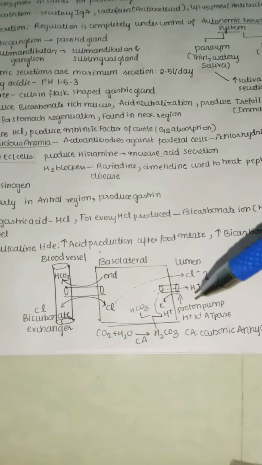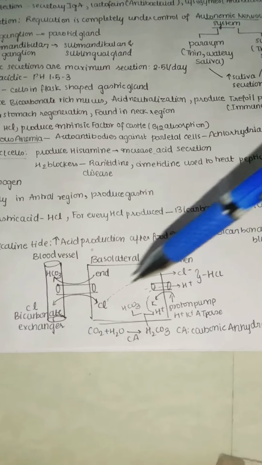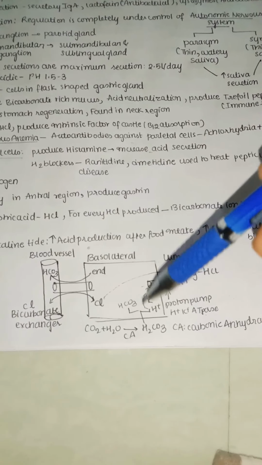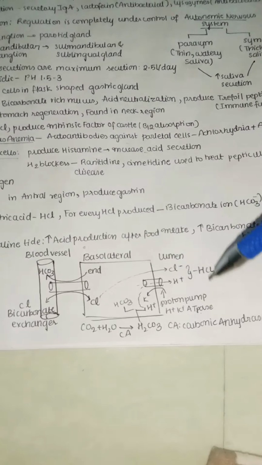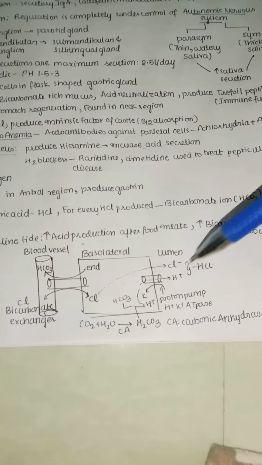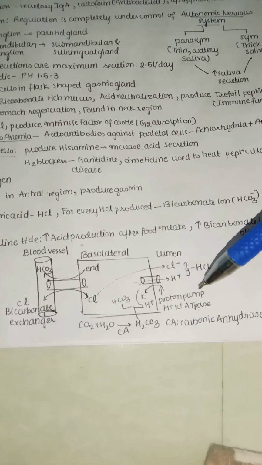Now we need Cl for formation of HCl, right? The bicarbonate goes into the blood vessel, so that chlorine comes from the blood vessel directly into the lumen. So this is how the HCl is produced. You can understand the mechanism here.